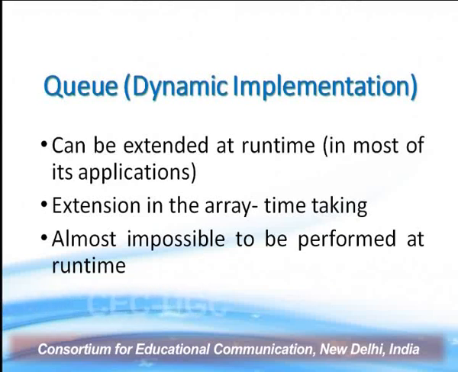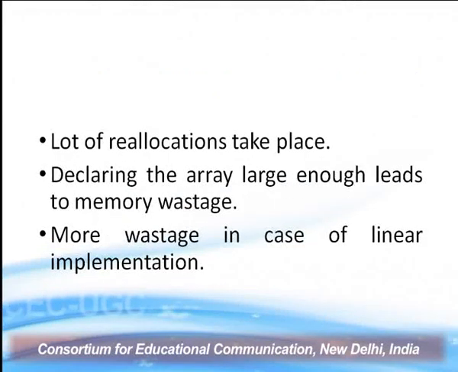Extension in the array is obviously time taking and inefficient, and it is almost impossible to perform at runtime because of lots of reallocation. Or initially, if we declare the array large enough, this will lead to memory wastage. Yes, in order to save the memory, a circular queue can be implemented, fine, but more wastage will happen in the case of linear implementation, and circular implementation is a bit tricky to handle. So, again we will implement this queue with the help of a linked list.